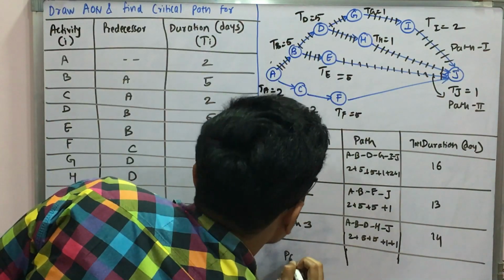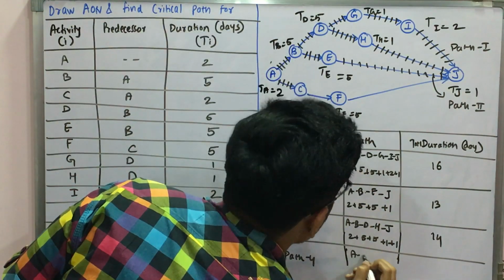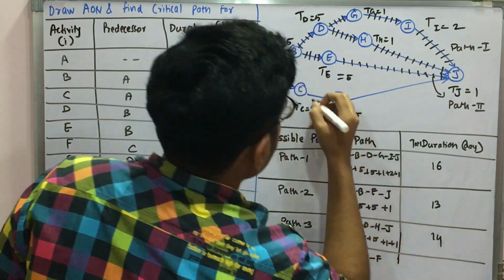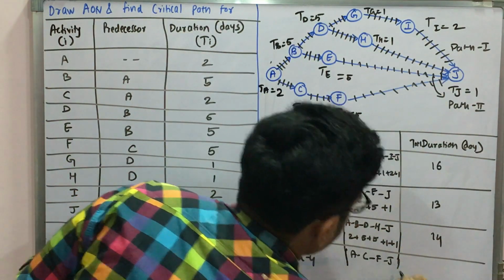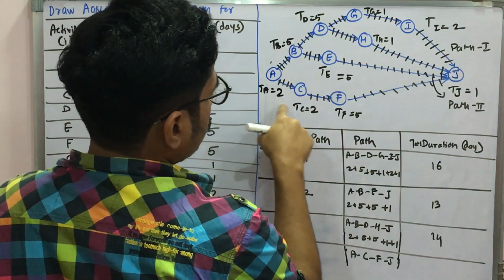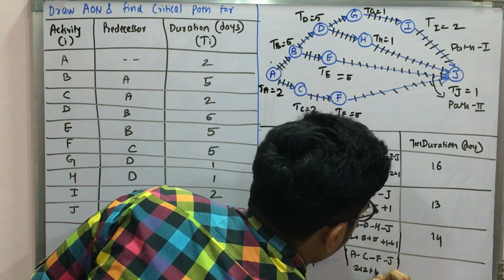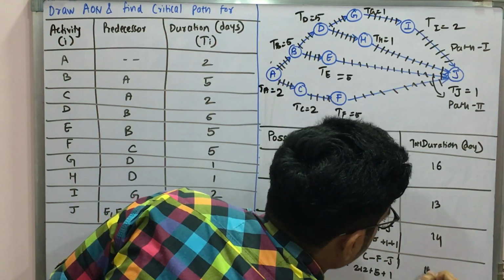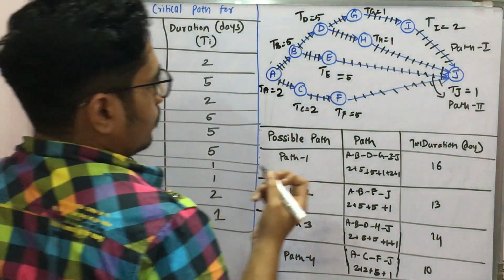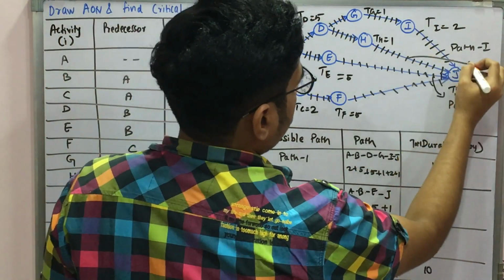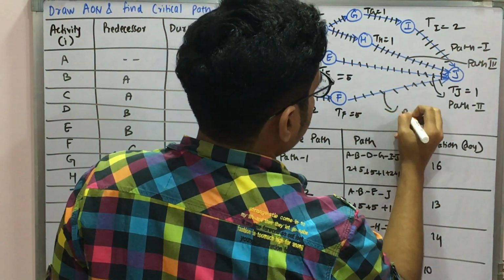And then finally we have one more path, that is path 4. It will go this way, that is A to C, then C to F, and then finally F to J. So you have 2 plus 2, that is 4, plus 5 is 9, plus 1 you have 10. And so you can see from this entire diagram that you have this path 1, this is our path 3, and this will be our path 4.